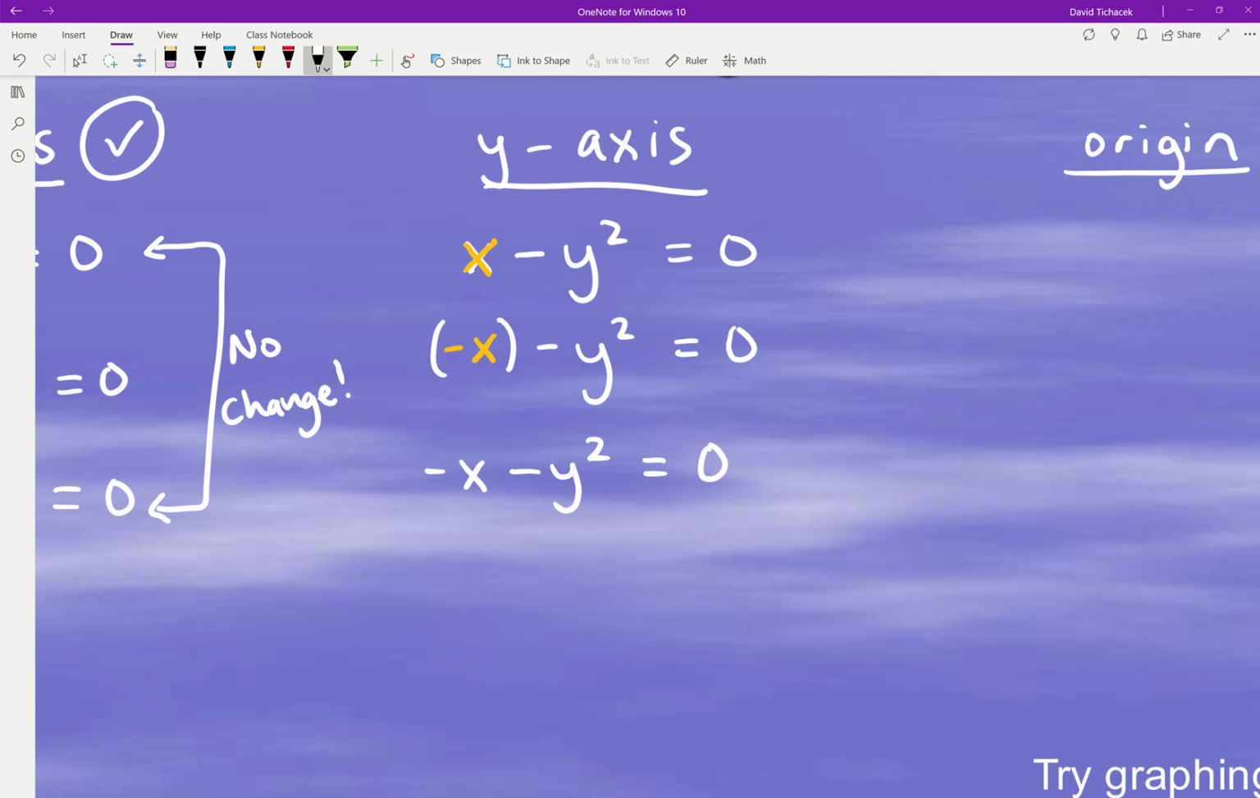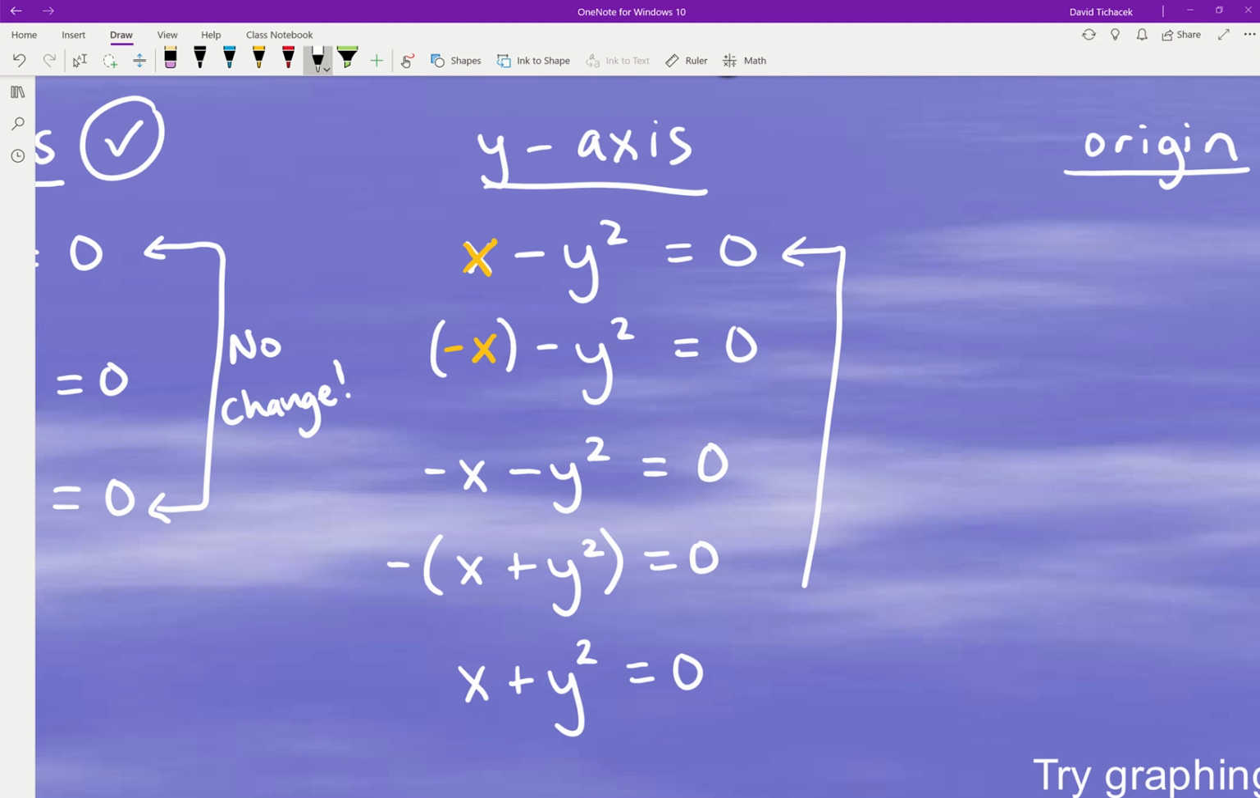And you can do some fun, cheeky things here, like factoring the negative out, and maybe divide both sides by negative 1 so that you end up here with x plus y squared is equal to 0. But that's not what you started with. Okay, so if you take a look at what you started with there, that is something that changed. Okay, so that means that we do not have y-axis symmetry in this equation.